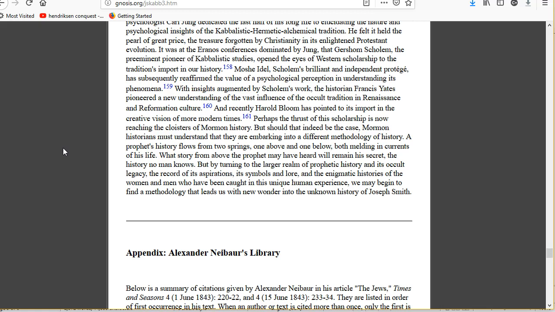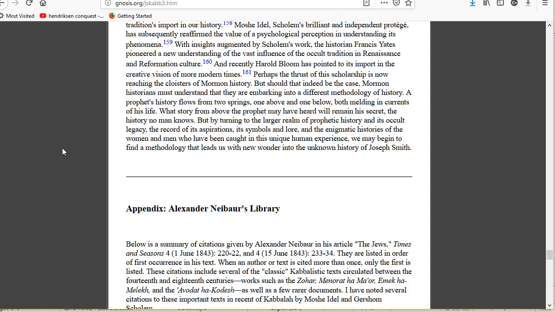With insights augmented by Scholem's work, the historian Frances Yates pioneered a new understanding of the vast influence of the occult tradition in Renaissance and Reformation culture. And recently, Harold Bloom has pointed to its import in the creative vision of more modern times. Perhaps the thrust of this scholarship is now reaching the cloisters of Mormon history. But should that indeed be the case, Mormon historians must understand that they are embarking into a different methodology of history. A prophet's history flows from two springs, one above and one below, both melding in currents of his life.